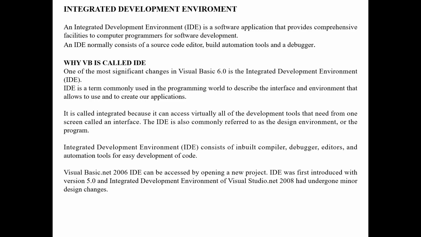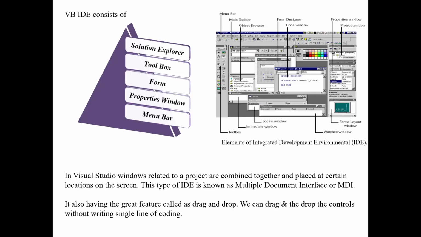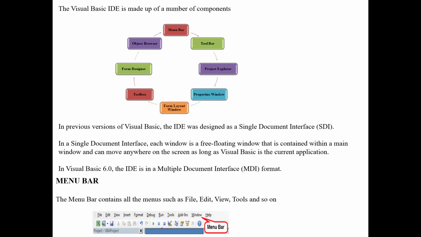Why is VB called an IDE? One of the most significant features of Visual Basic 6.0 is the integrated development environment. It is commonly used in the programming world to describe the interface and the environment that allows us to use and create our applications. So the VB IDE consists of Solution Explorer, Toolbox, Form, Properties Window and Menu Bar. The Visual Basic IDE is made up of a number of components: Menu Bar, Object Browser, Toolbar, Form Designer, Project Explorer, Toolbox, Form Layout Window, Properties Window.